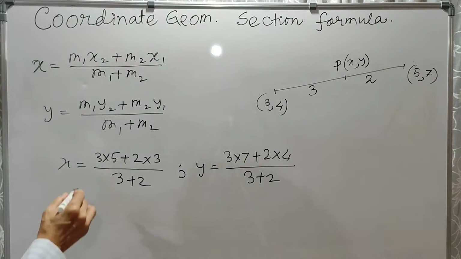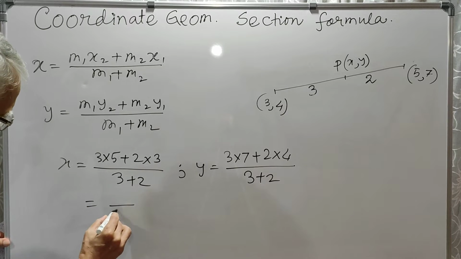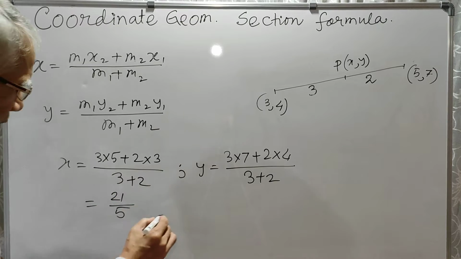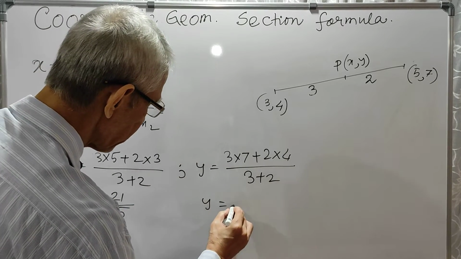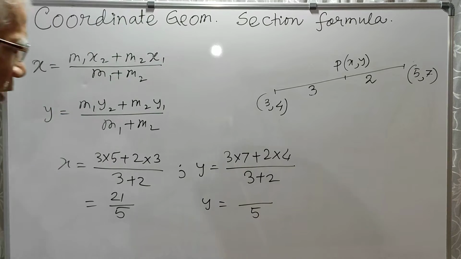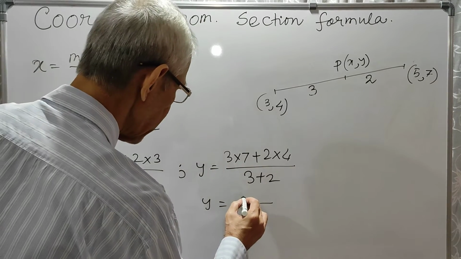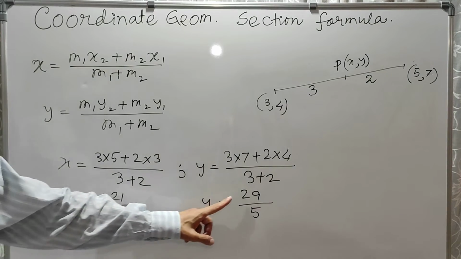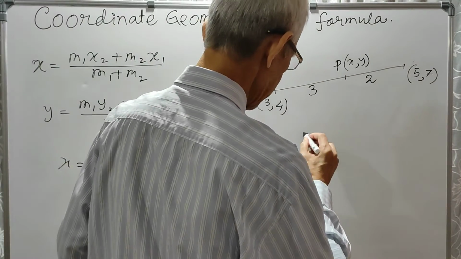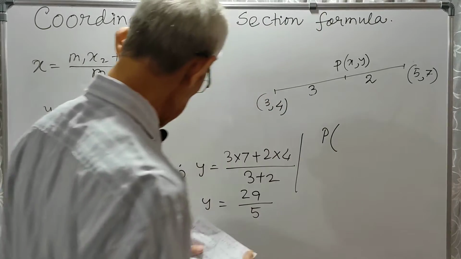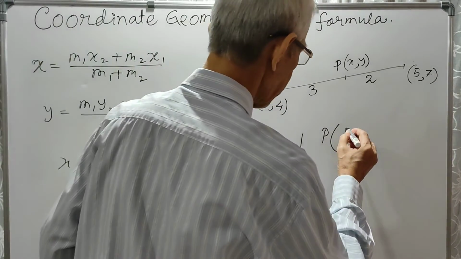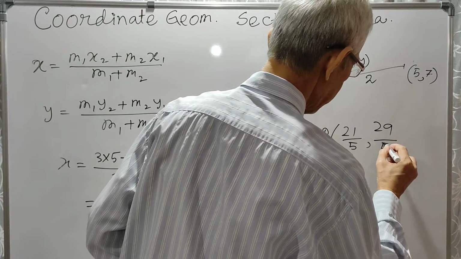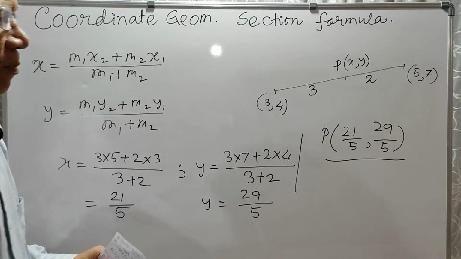All right. So what do you get x equal to? So here 5 and 15, 15, 6, 21. 21 by 5. And then what is y equal to? So 5 and 21, 21 plus 8, 29. So x value is this, y value is this. Therefore, what will be the coordinates of P then? Coordinates of P will be 21 by 5, 29 by 5. So this is the answer.